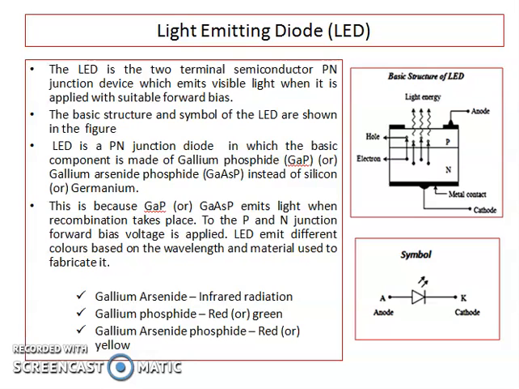From the basic structure, we can easily identify that it consists of a P-type region and an N-type region, and we have a special type of arrangement through which the light energy is emitted. Depending upon the material, it emits different colors of light. If we want infrared radiation, then we have to use gallium arsenide. If gallium phosphide is used, then red or green color is emitted, and if gallium arsenide phosphide is used, then red or yellow color is emitted.